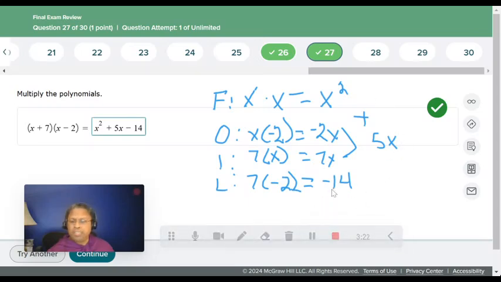I hope this makes sense. I know we covered it in class, but repetition can be a good thing.